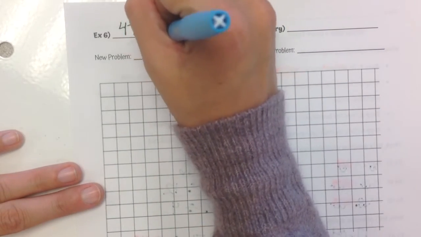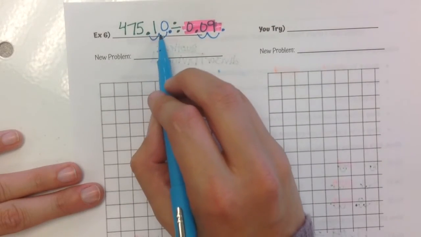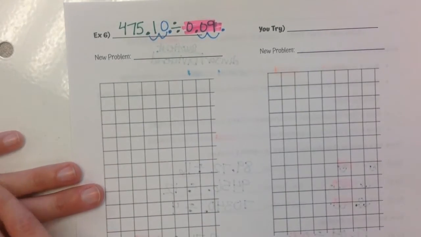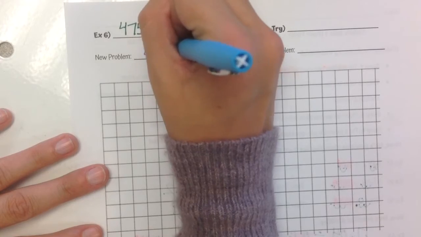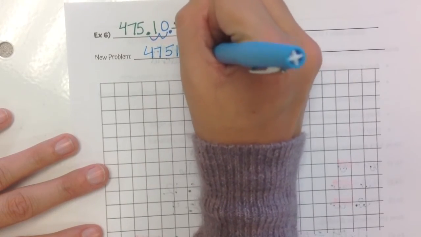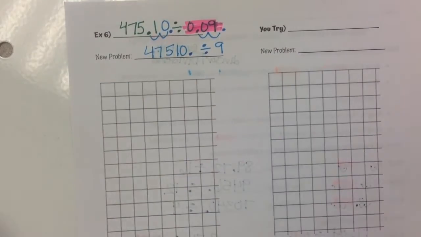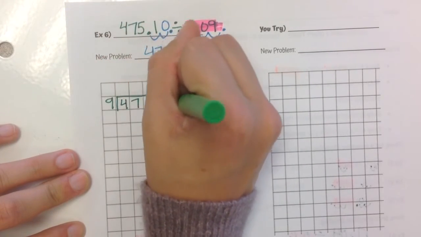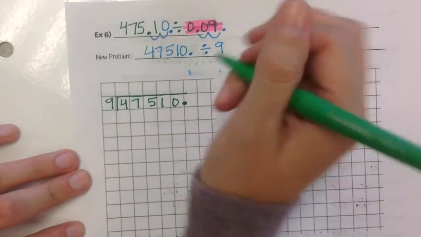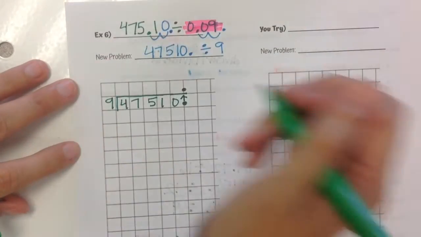I'm going to move it over once, twice. Since there was nothing else there, I filled it in with a 0, because there was only one number to move over. I had to move over twice, so I filled in that extra space with a 0. So when I rewrite my problem, I have 47,510 with a decimal at the end divided by 9. Let's go ahead and try that problem. I'm going to put my decimal in my dividend, and then write it directly above it in my answer. And then I'm going to write out my multiples of 9.